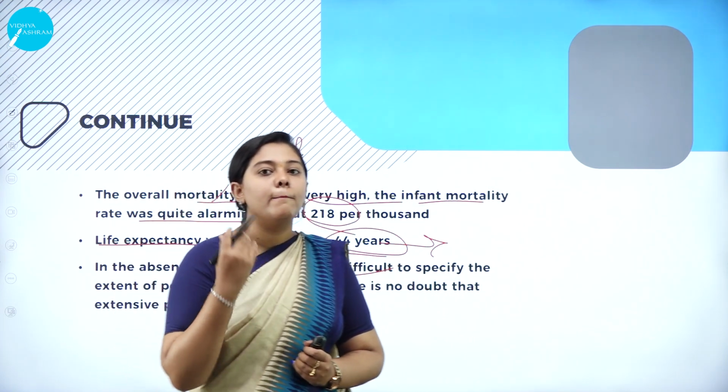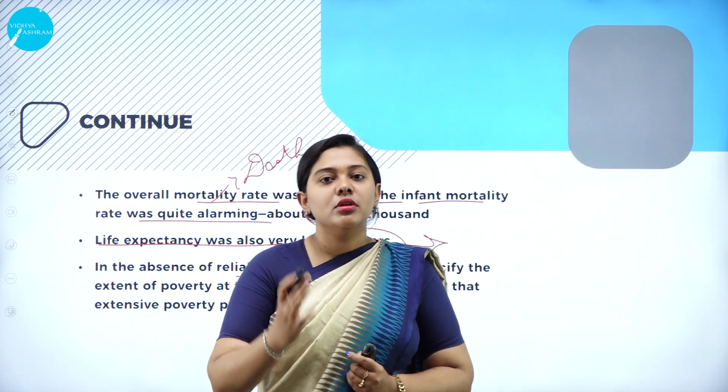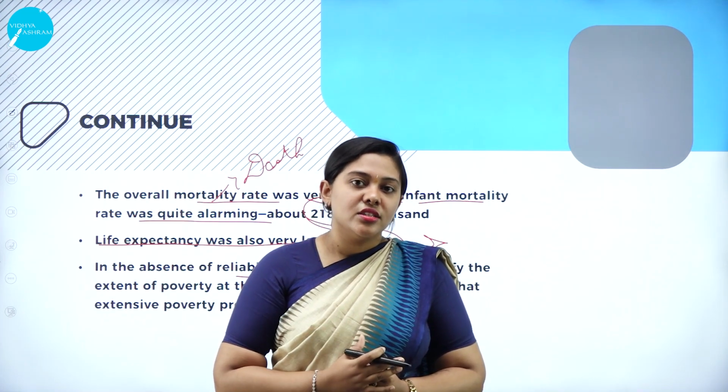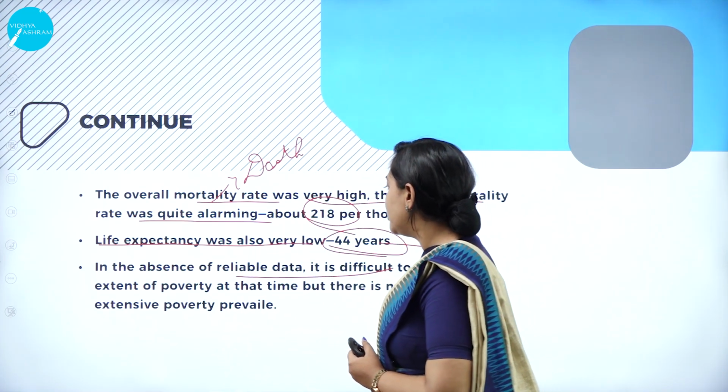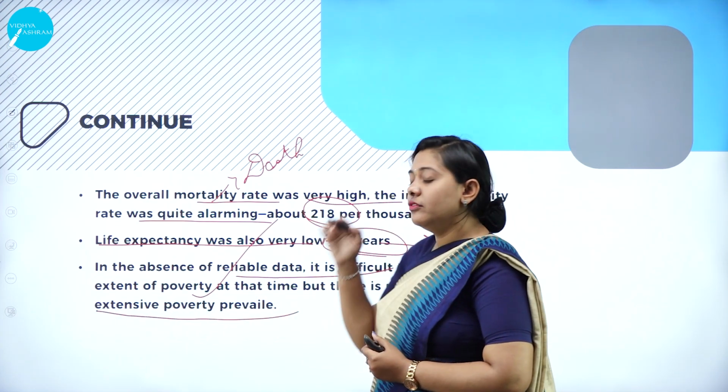So there was not much available data that we can see during the colonial period. So the poverty number, they couldn't predict it properly. The data was not sufficient for them to check the poverty, but during that time there was extensive poverty.